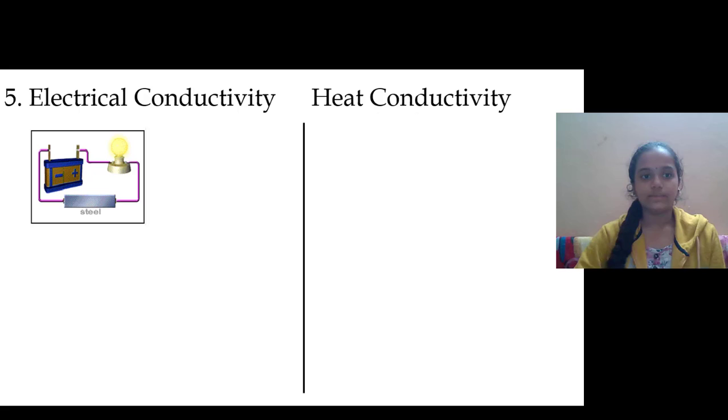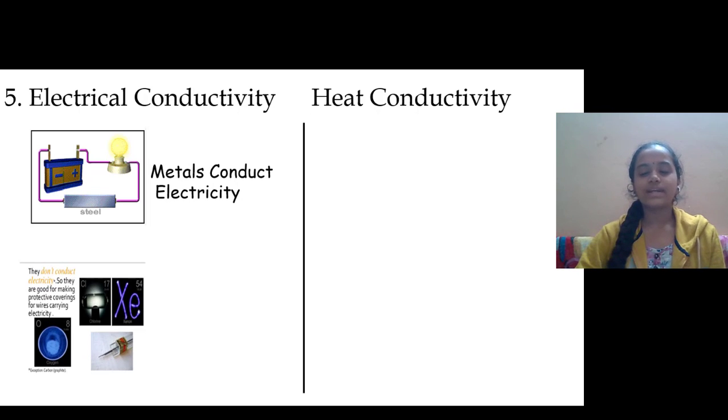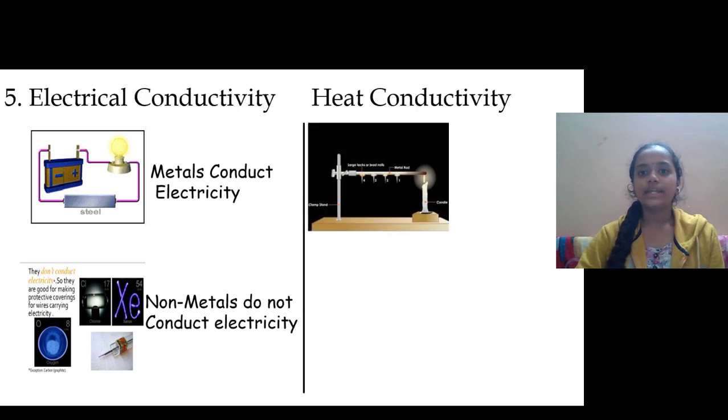Electrical conductivity. When we connect a steel cube to a bulb, the bulb glows. This shows that metals conduct electricity, whereas non-metals do not conduct electricity, and this is the reason why metals are used in carrying electricity. Heat conductivity.